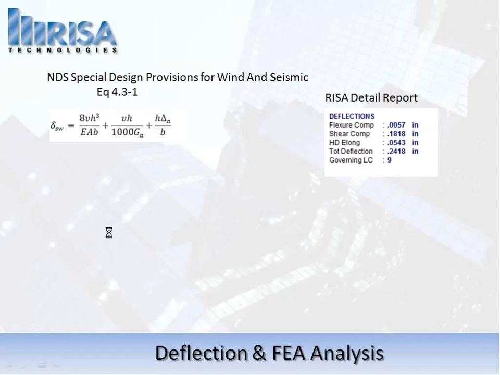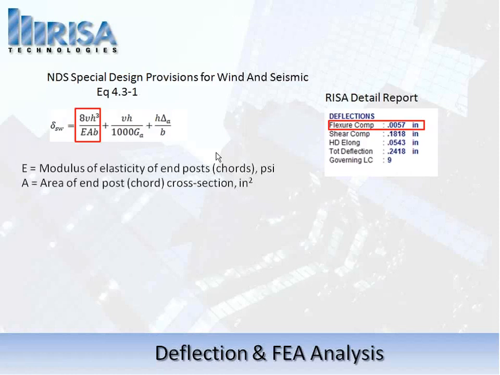This is the equation that governs, the NDS Special Design Provisions for Wind and Seismic, equation 4.3-1. It's a three-part equation, and that's our first component that we see when we were looking at our detail report. This equation breaks it down for us. The first part is the flexural component, and that flexural component is based on the chords. The E and the A, the stiffness and the area of the chord, is the first component. Once you tell the program what chords you're using, this part is calculated.